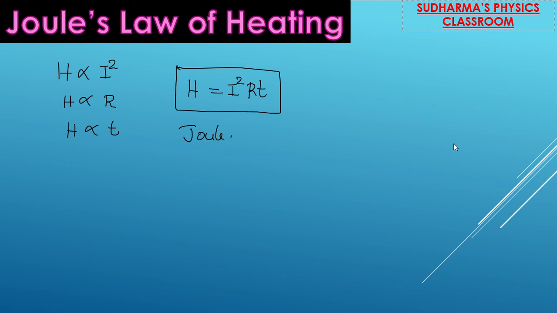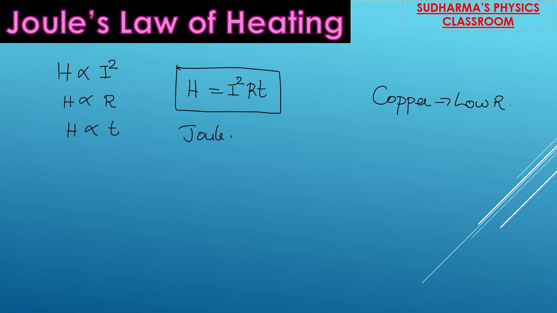The reason is the connection wires are made of copper, right? So copper is a good conductor of electricity. Copper has very low resistance, right? When resistance is very low, according to Joule's law of heating, heat produced is directly proportional to resistance. So when we have a conductor of very low resistance, then heat produced will be low. Automatically it will be low.